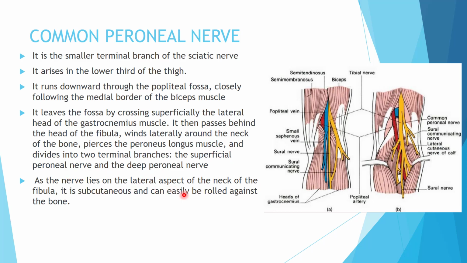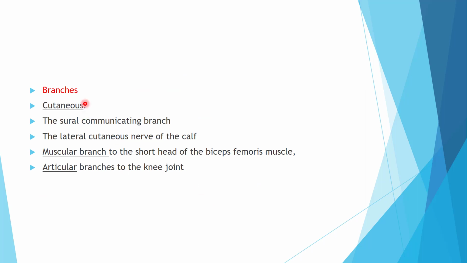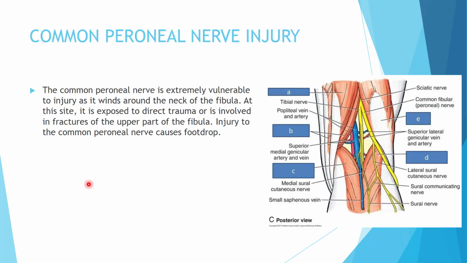As the nerve lies on the lateral aspect of the neck of the fibula, it is subcutaneous and can easily be rolled against the bone. Okay, it can be easily rolled against the bone, which is fibula. Now, what are the branches of the common peroneal nerve? As I have told earlier, there is the cutaneous branch, which is named as sural communicating branch, which will join with the sural nerve of the tibial nerve. Then there is the lateral cutaneous nerve of the calf. Then there is the muscular branch, which will supply the short head of the biceps femoris muscle, and articular branches to the knee joint, because it crosses the knee joint.